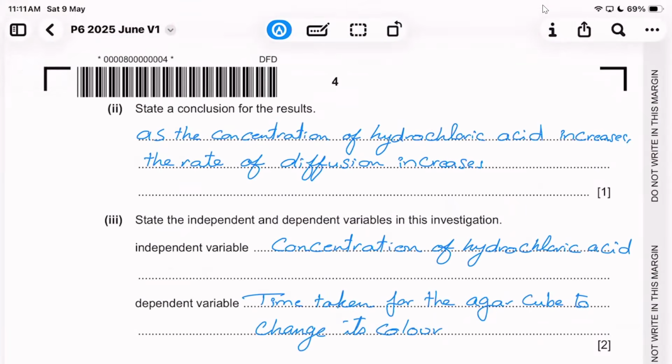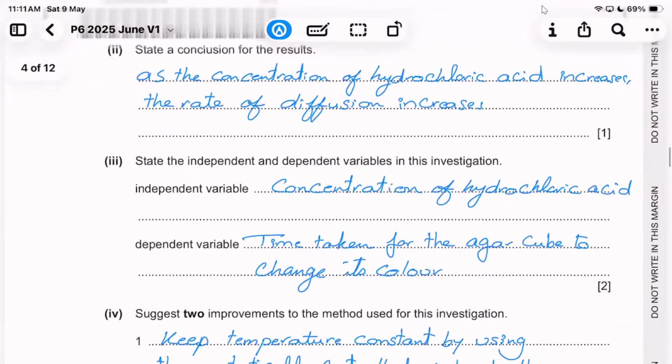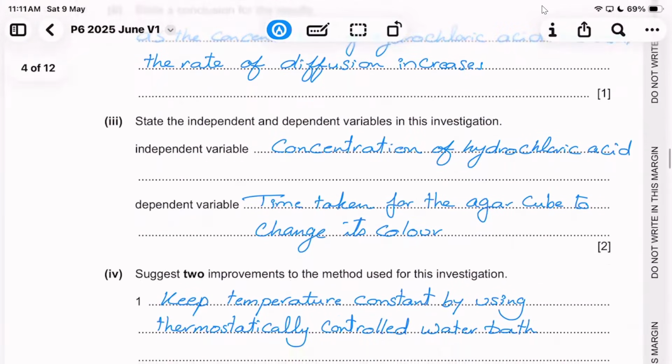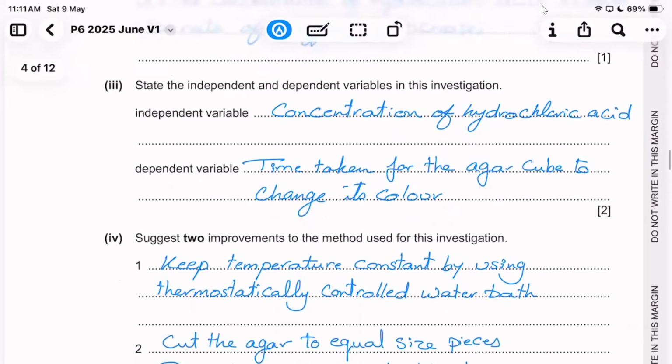Next question, suggest two improvements to the method used in this investigation. We said that we have to keep the temperature constant by using a thermostatically controlled water bath. And we have another improvement. They said approximately, and we said that it's a kind of error. How can we improve it? So you have to cut the agar into equal size pieces.